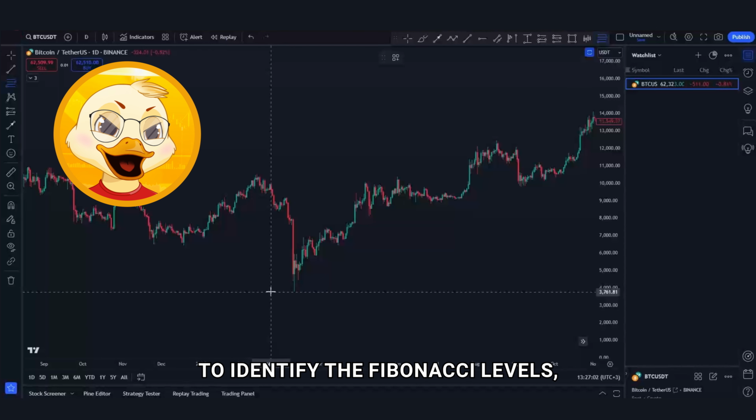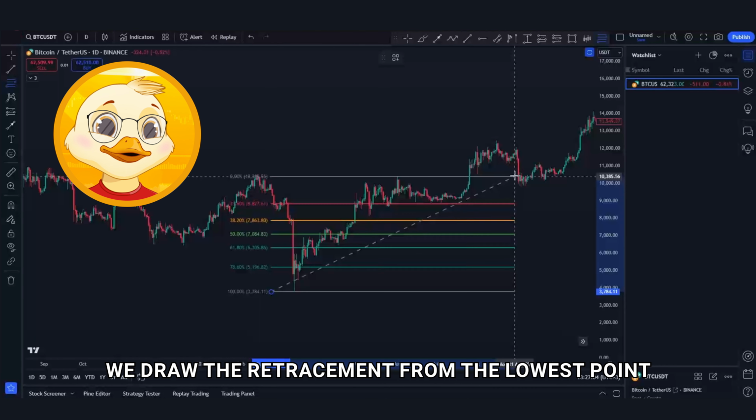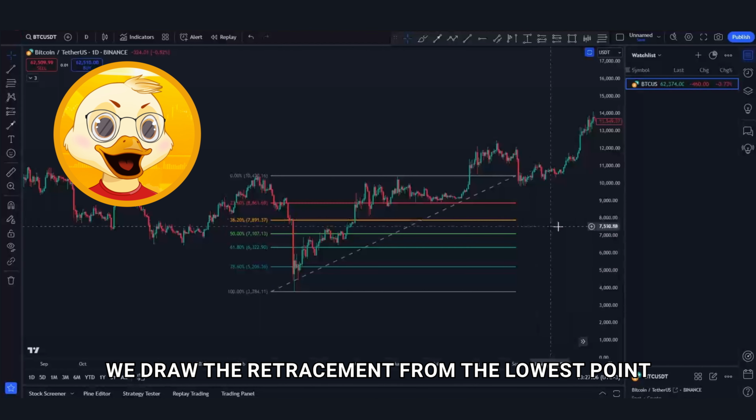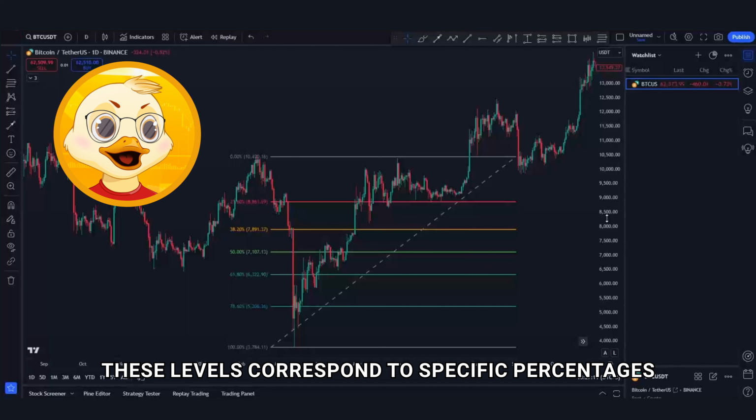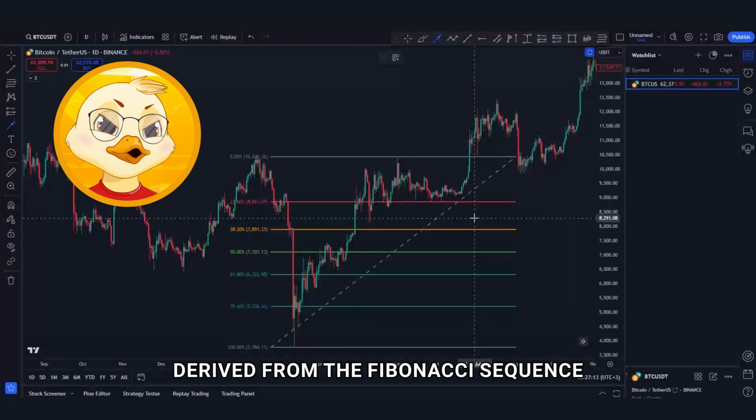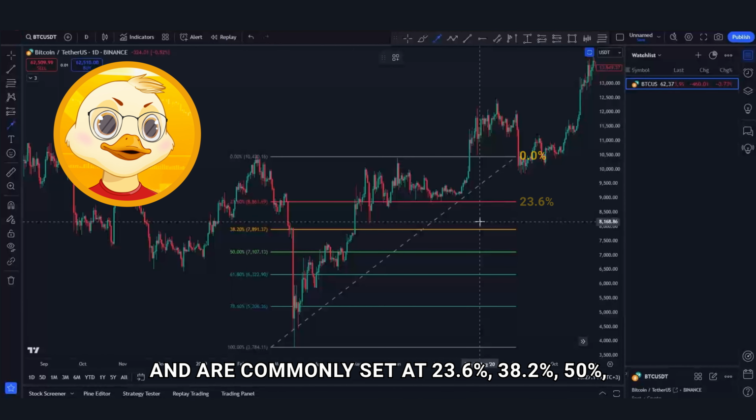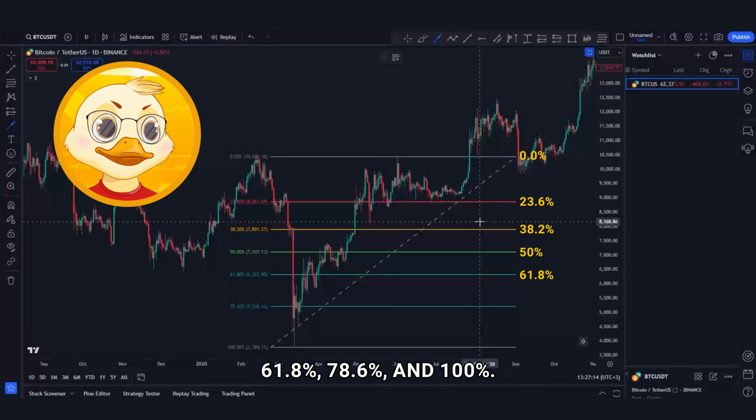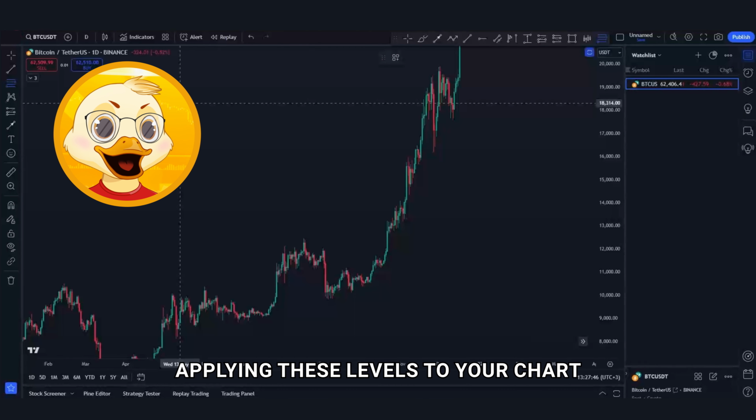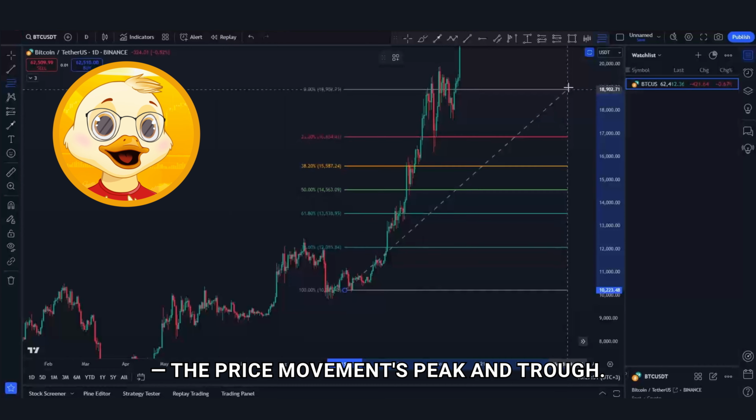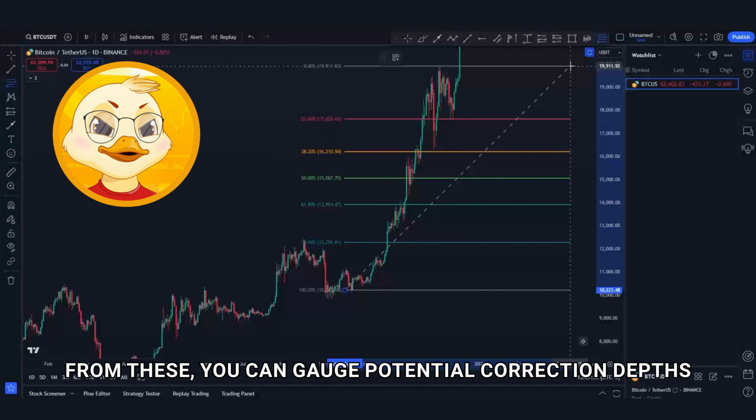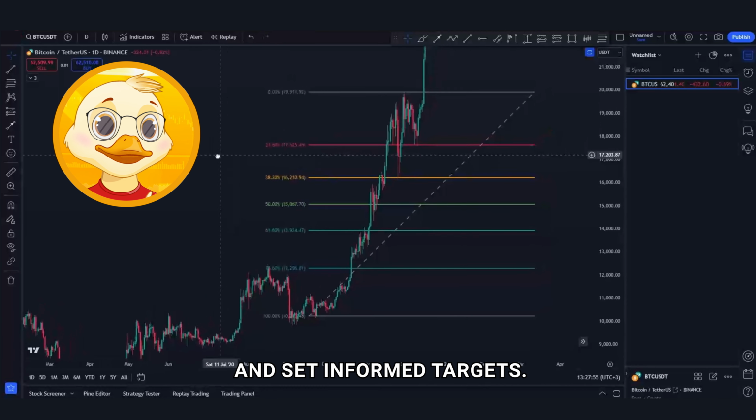To identify the Fibonacci levels, we draw the retracement from the lowest point to the highest point of this movement. These levels correspond to specific percentages derived from the Fibonacci sequence and are commonly set at 23.6, 38.2, 50, 61.8, 78.6, and 100%. Applying these levels to your chart involves selecting two key points: the price movement's peak and trough. From these, you can gauge potential correction depth and set informed targets.